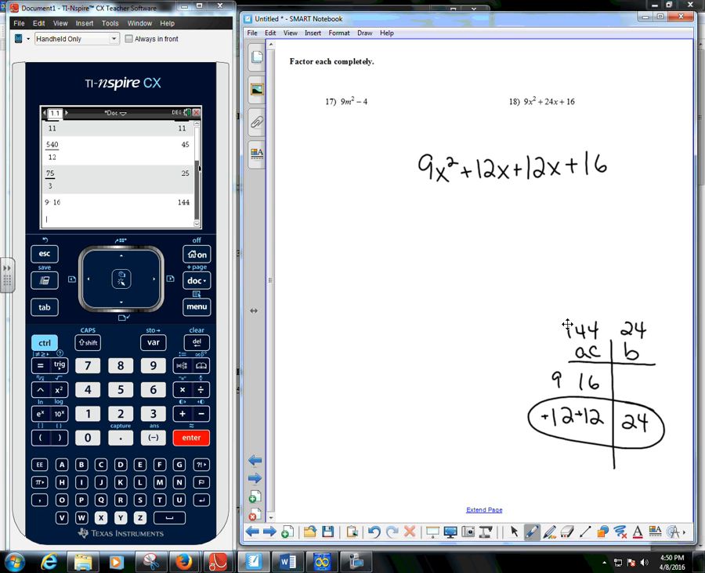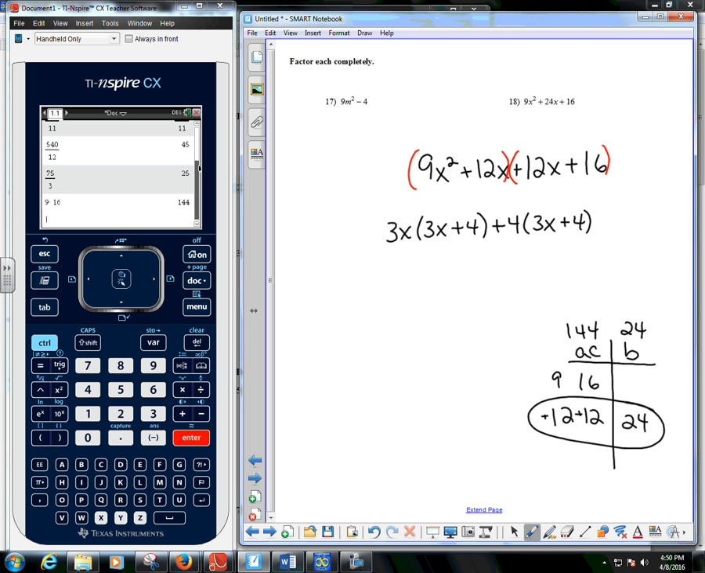I'm going to factor by grouping, so I'm going to put in my parentheses. I'm going to look at my first set of parentheses and say that my GCF is 3x. 3x times 3x gives me 9x squared. 3x times positive 4 gives me 12x. I look at my second set of parentheses. 4 is my GCF. So I'm going to write positive 4. 4 times 3x gives me 12x. 4 times 4 gives me 16.